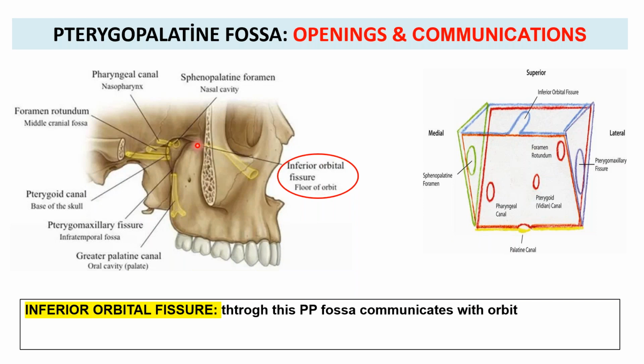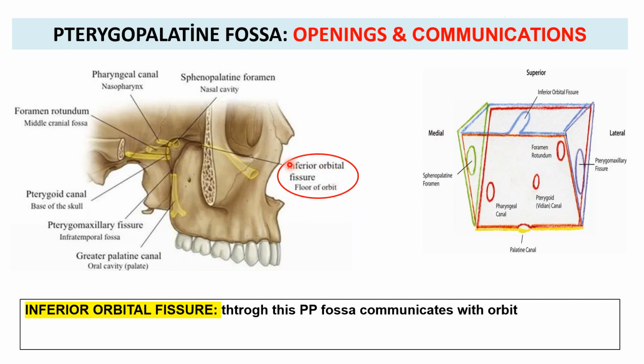So through this inferior orbital fissure, the pterygopalatine fossa will communicate into the orbit, and you know the inferior orbital fissure opens where? Into the floor of the orbit. So in this picture, this is a superior aspect, so you can see this is that inferior orbital fissure through which it will communicate anteriorly with the floor of the orbit.